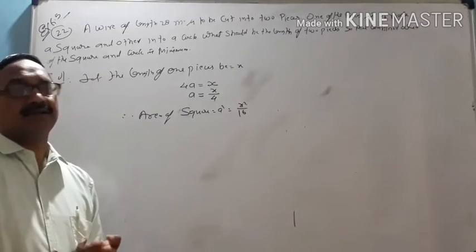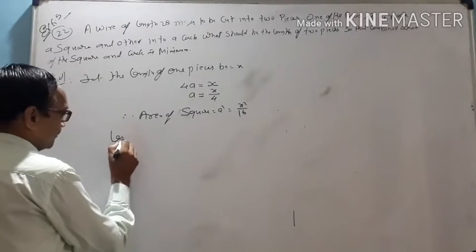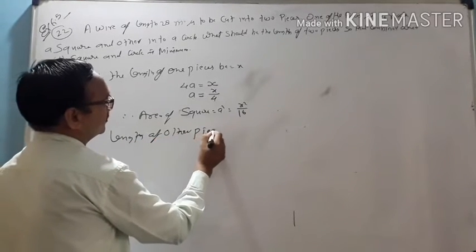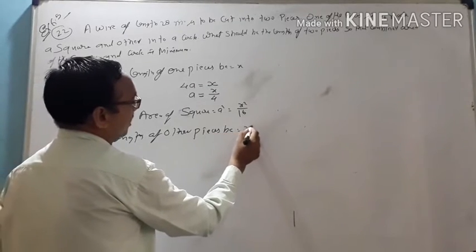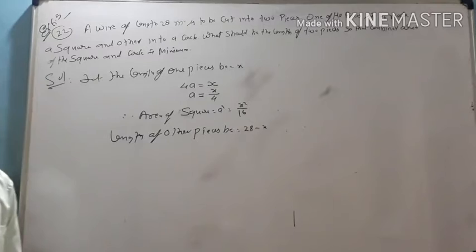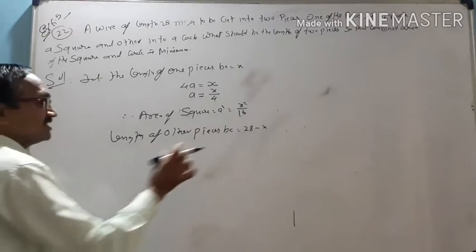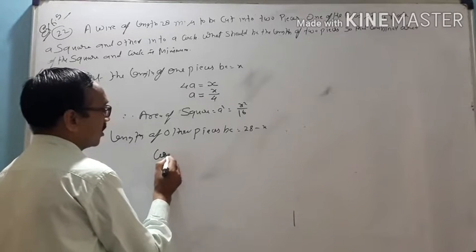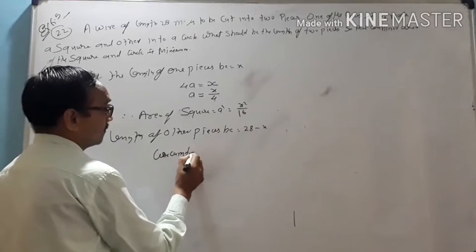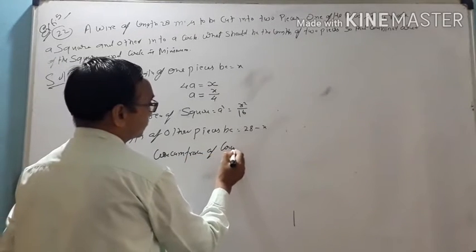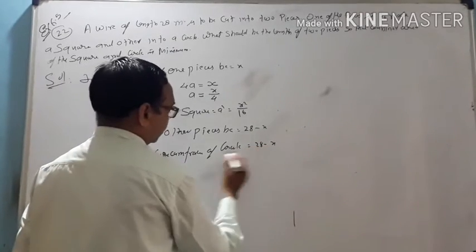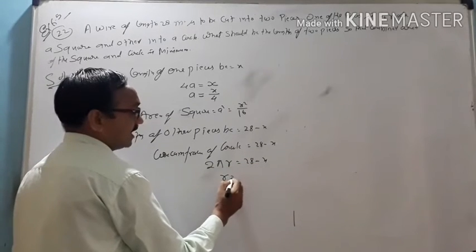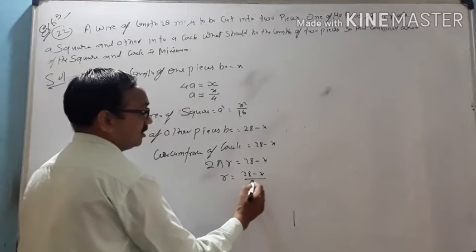And the length of the other piece will be 28 minus x, because the total length is 28. So this piece is made into a circle. Therefore, the circumference of the circle is 28 minus x. But the circumference of a circle is 2 pi r. So 2 pi r equal to 28 minus x. That means r equals 28 minus x upon 2 pi.